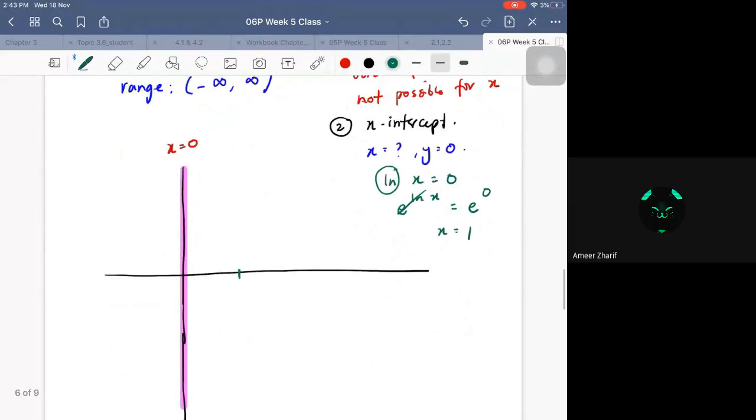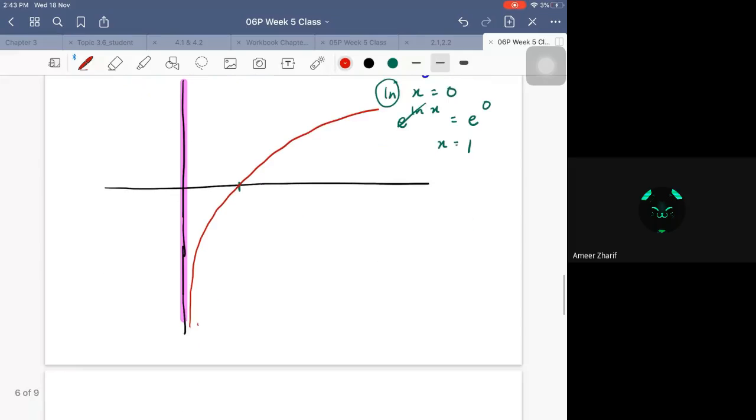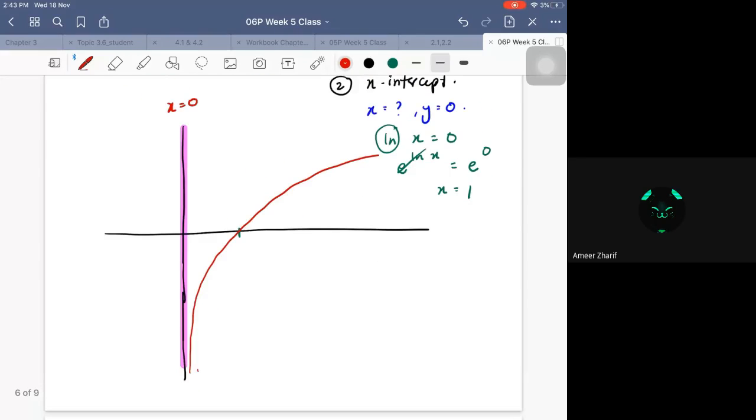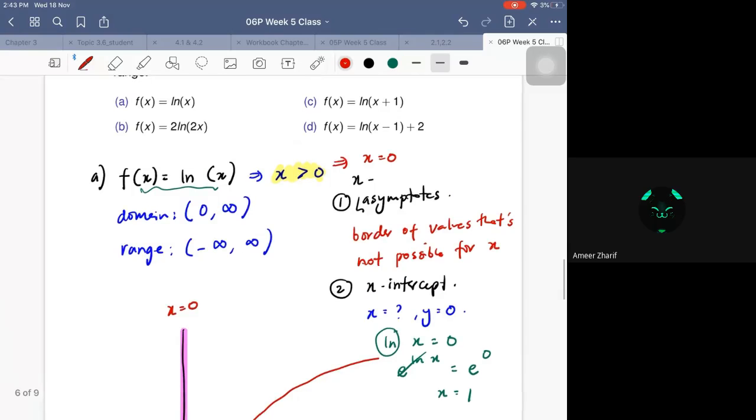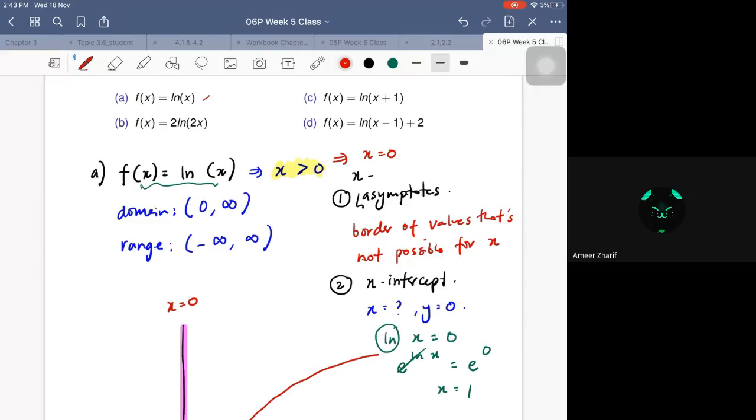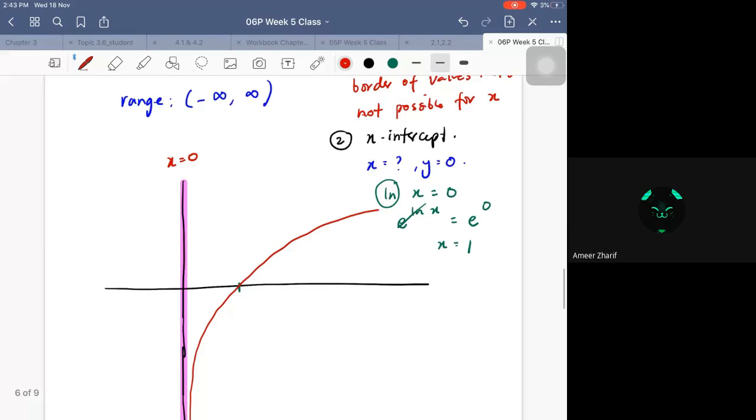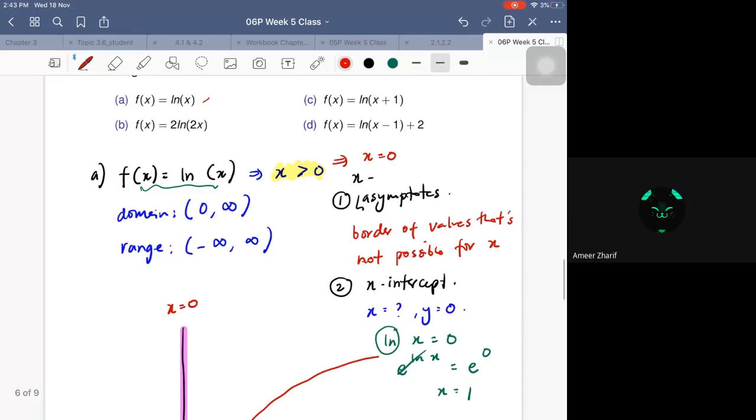So when I sketch this graph, it's going to look like this. It's going to come very close to the asymptote, but it will never cross the asymptote. It's just going to be a curve like that. So that is how the graph of a logarithm looks. If you remember, it's very similar to the shape of the graph of square root, if you have sketched that before. So that is the graph of f of x equals log of x. Now I'm going to sketch the second one, f of x equals 2 log of 2x.